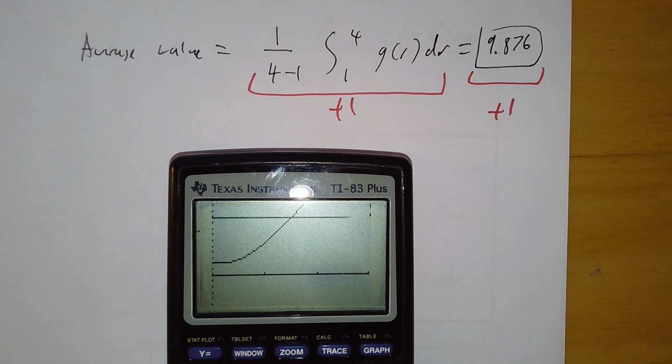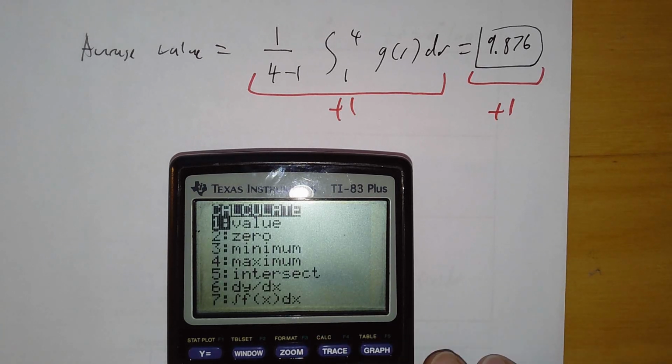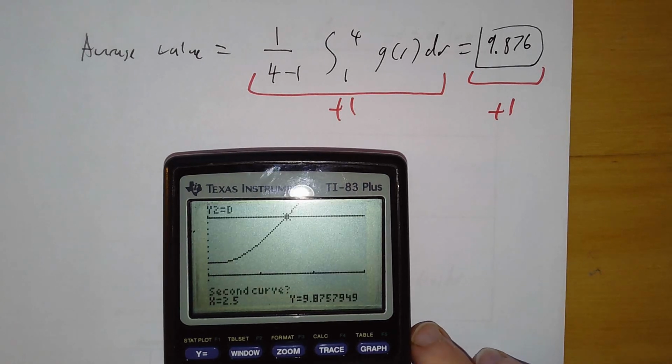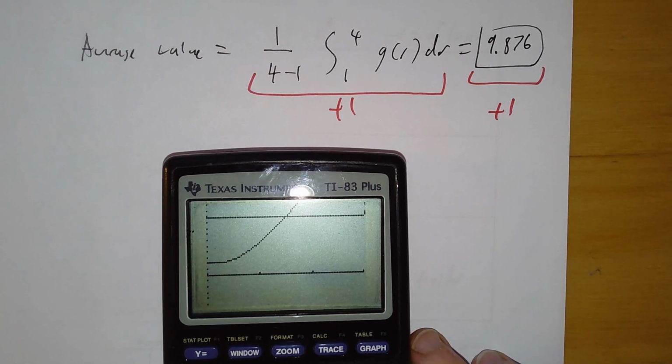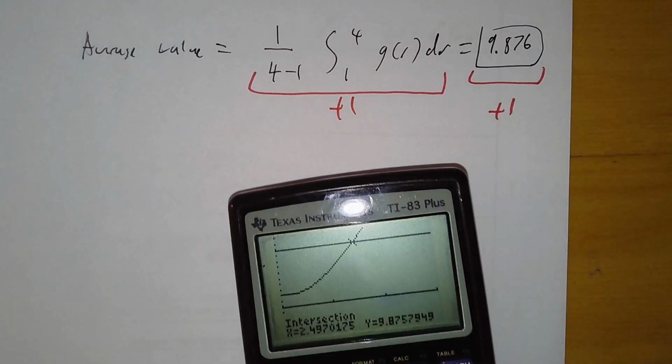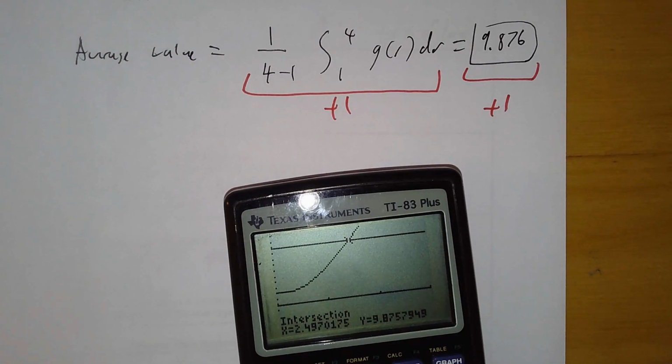Okay, here we go. And this is also important. Intersect, move it over, enter, enter, enter. 2.497. See that? 2.497. The thing is, guys, I can't just suddenly put down here k equals 2.497.